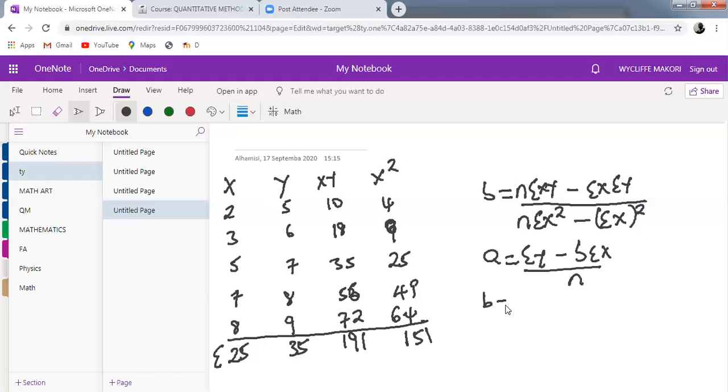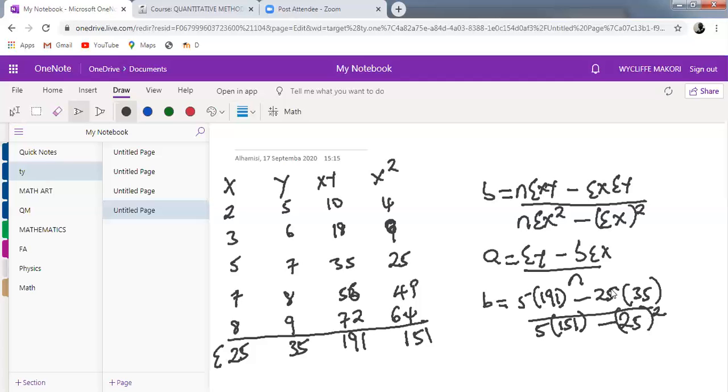You find that b is going to be equal to n, the number of values that we have here. We had 1, 2, 3, 4, 5, so our n is 5. Summation of xy, which is 191, minus summation of x, which is 25, times 35, which is the summation of y, over 5 times the summation of x squared, which is 151, minus the summation of x. The summation of x, remember, was 25, but this 25 we needed to square. So you get the value of b.